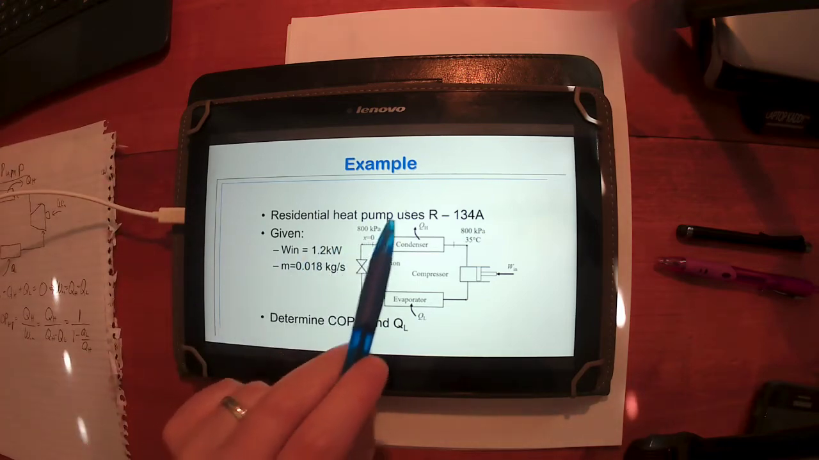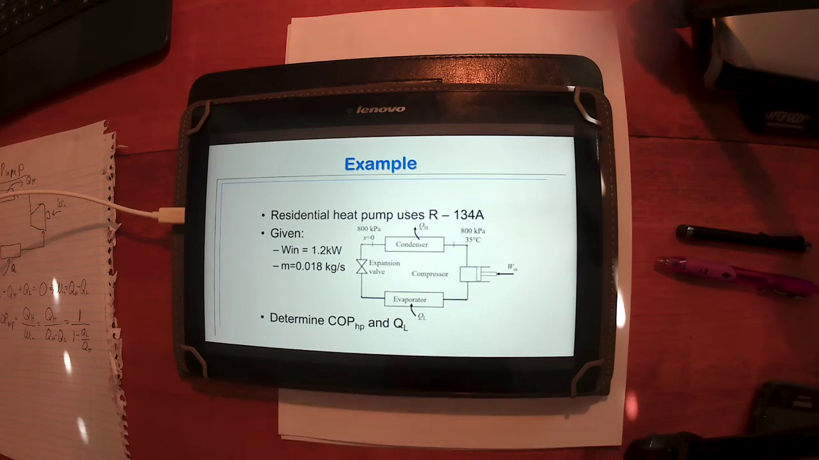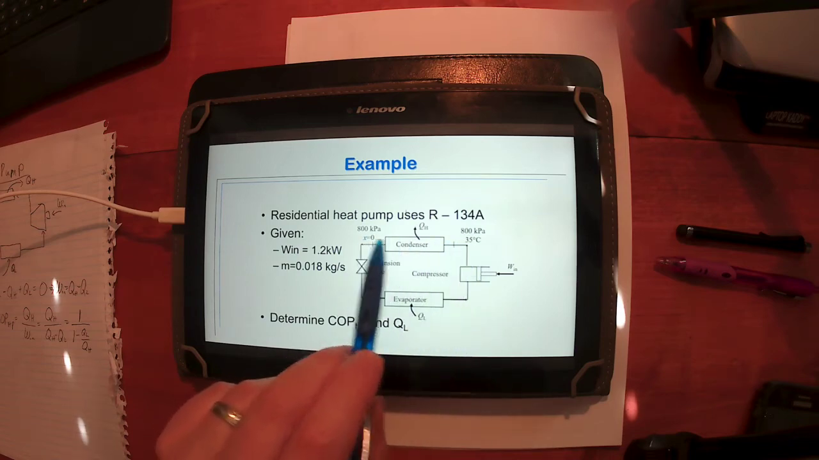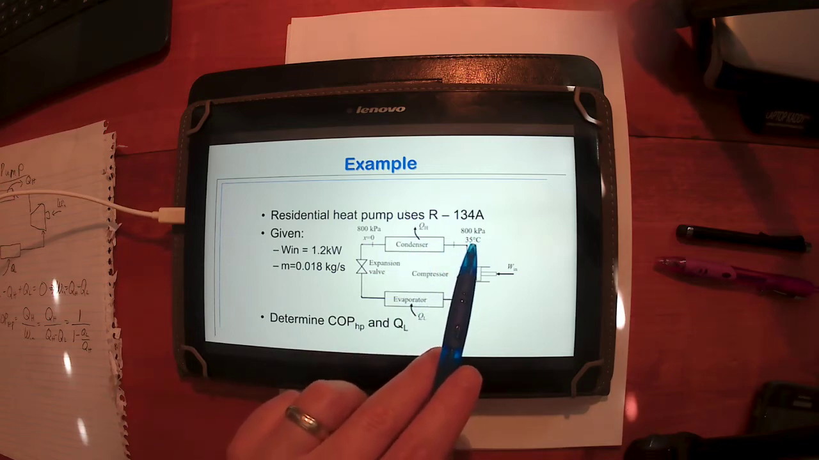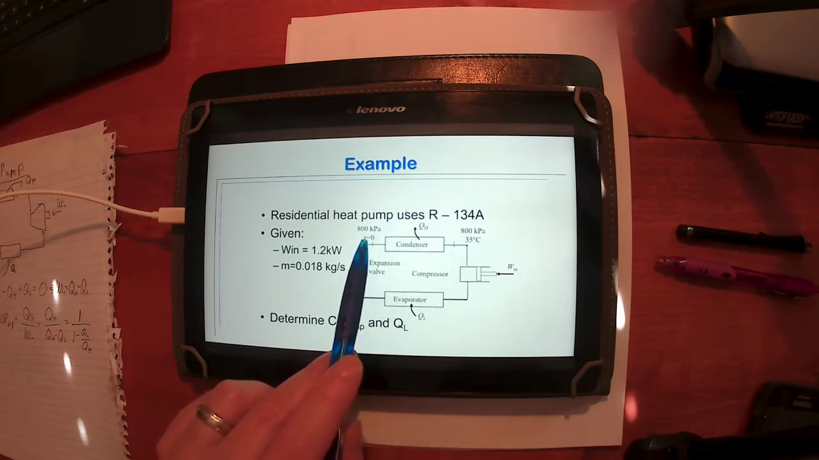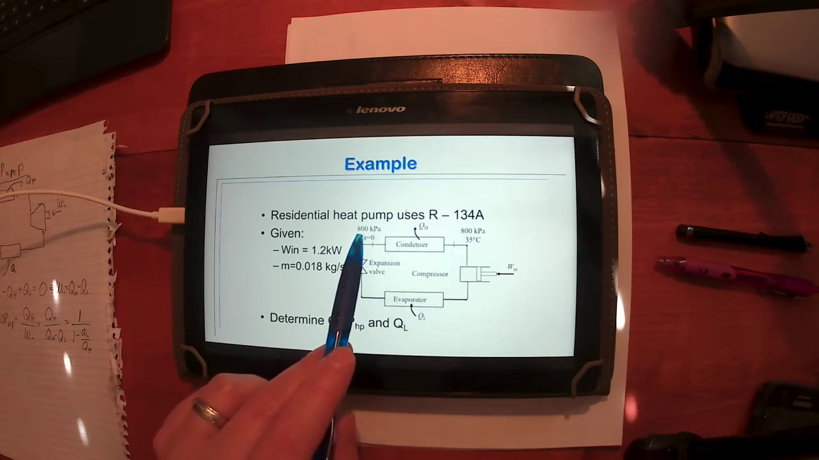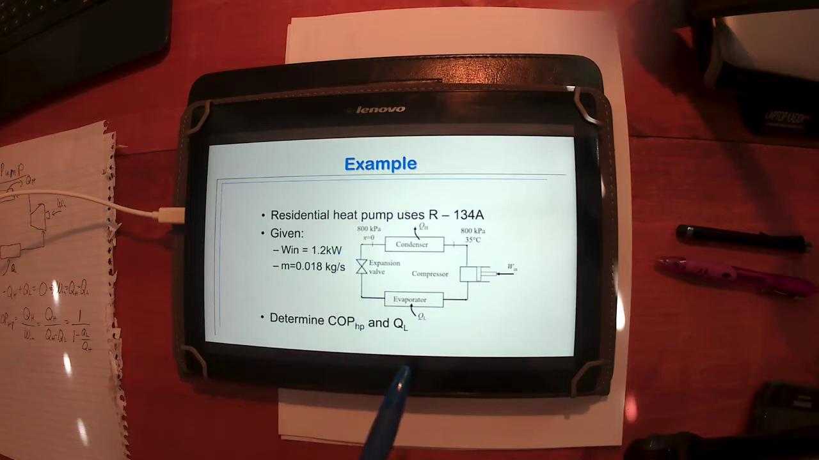So we've got a residential heat pump using refrigerant 134A. You can see the diagram here. They've given us the inlet and exit conditions of the condenser unit. They've told us the R-134a comes in at 800 kilopascals and 35 degrees C, and exits as a saturated liquid at 800 kilopascals, constant pressure. That's pretty typical. We want these to be as close to constant pressure as we can get.